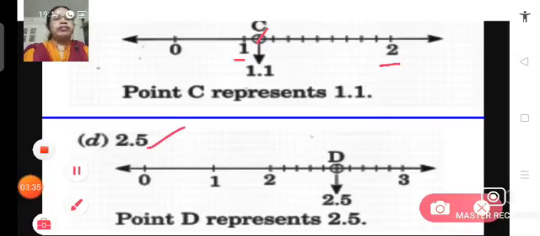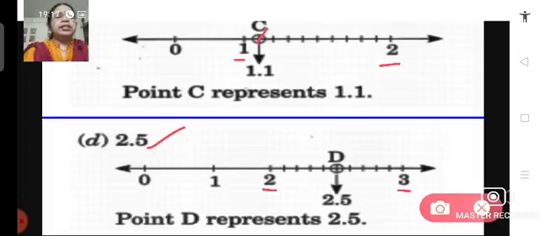Next one, 2.5. Where does 2.5 lie on the number line? It lies between the whole numbers 2 and 3. The gap between 2 and 3 is divided into 10 equal parts. And 1, 2, 3, 4, 5. The fifth one is 2.5. D is 2.5.